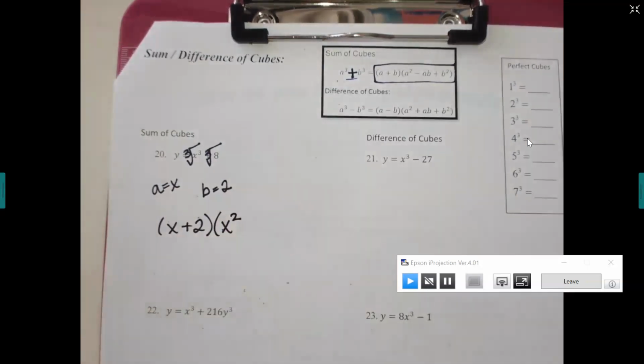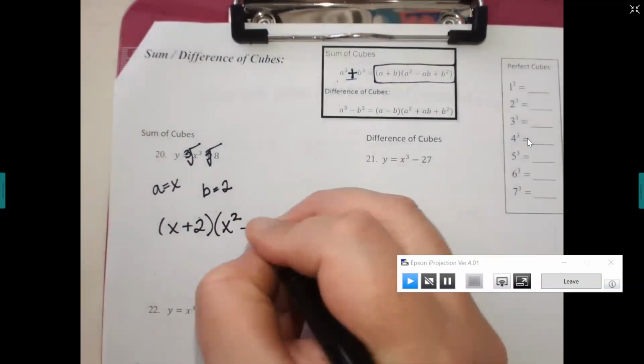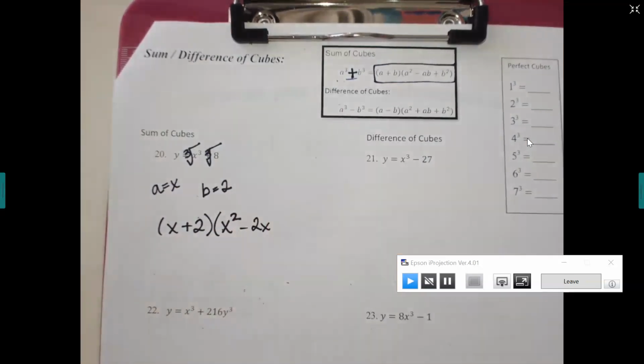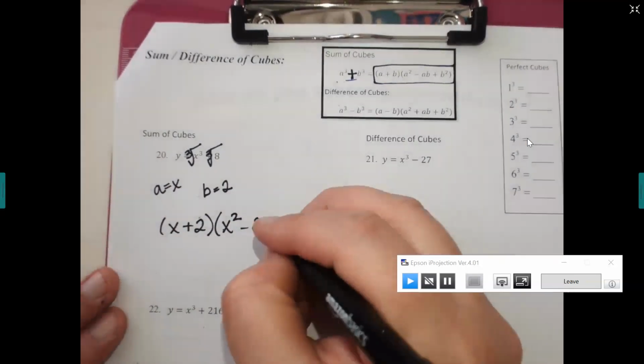Next, I want a minus AB together. What's my A and my B? An X and a 2, then that's a 2X, right? Okay, so minus 2X. And then my last one is supposed to be a B squared. What is my number for B? 2. And what's 2 squared? So it'll be a +4, and then you're done.